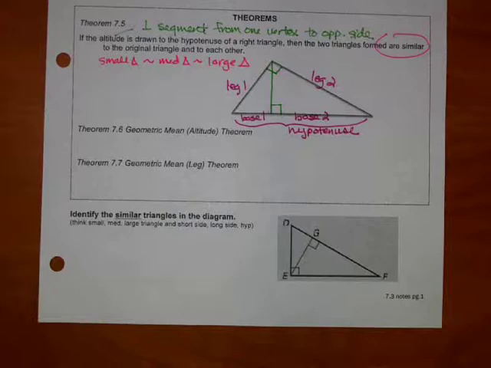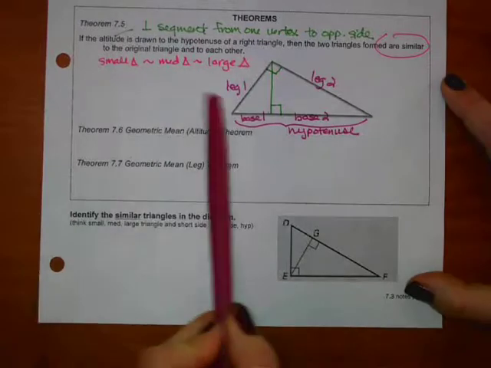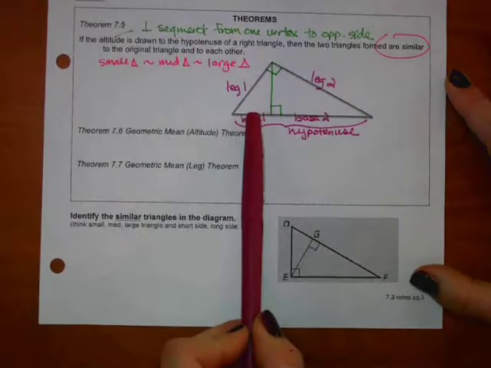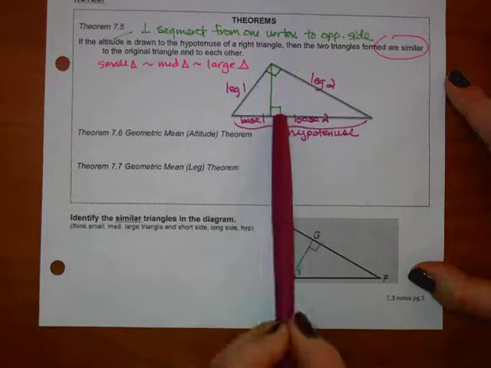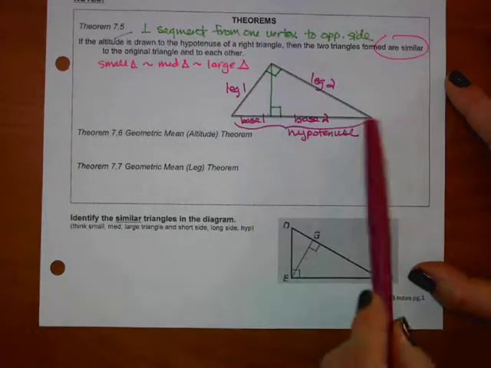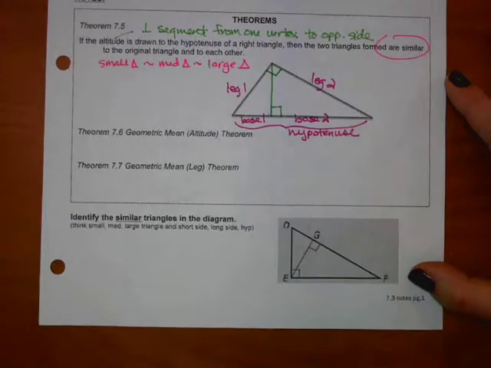So something to think about here. Leg 1 is with base 1, and leg 2 is with base 2. See how they meet here and here? Keep that in mind.